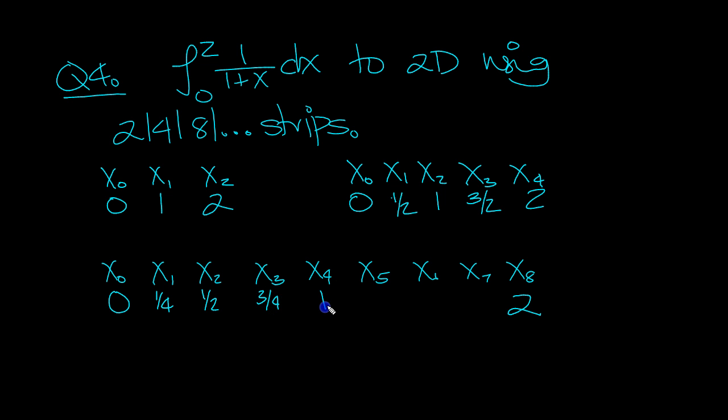I'm writing the fractions, but I could write the decimals just as easily. 7 over 8, isn't it? 6 over 4 is 3 over 2, 7 over 8. So the y values: put 0 in, you get 1. If we put 1 in, we get a half. And then if we put 2 in, we get a third.